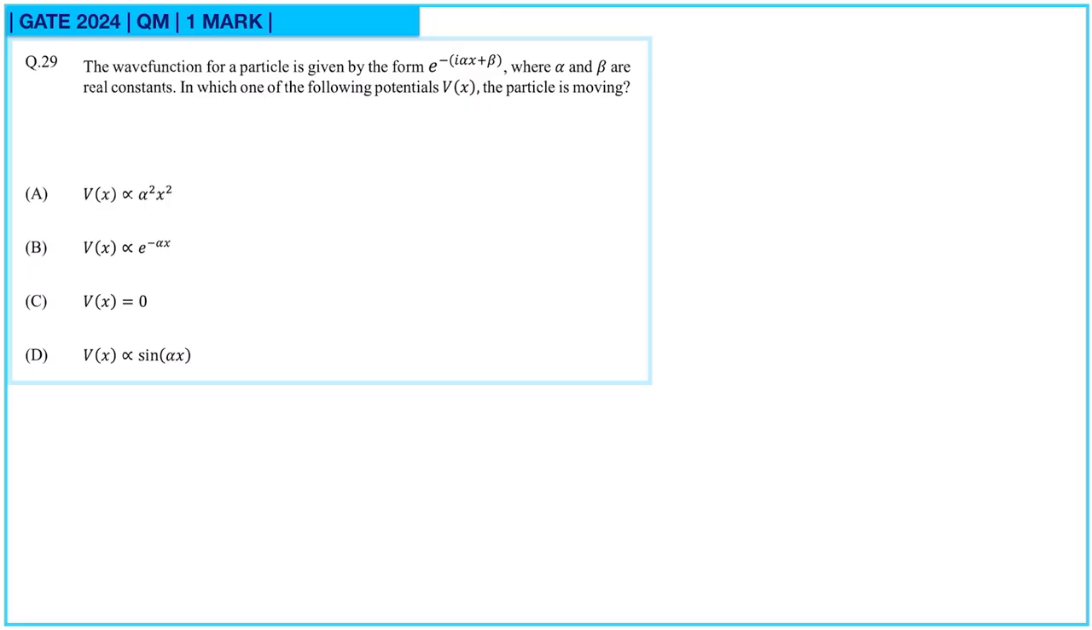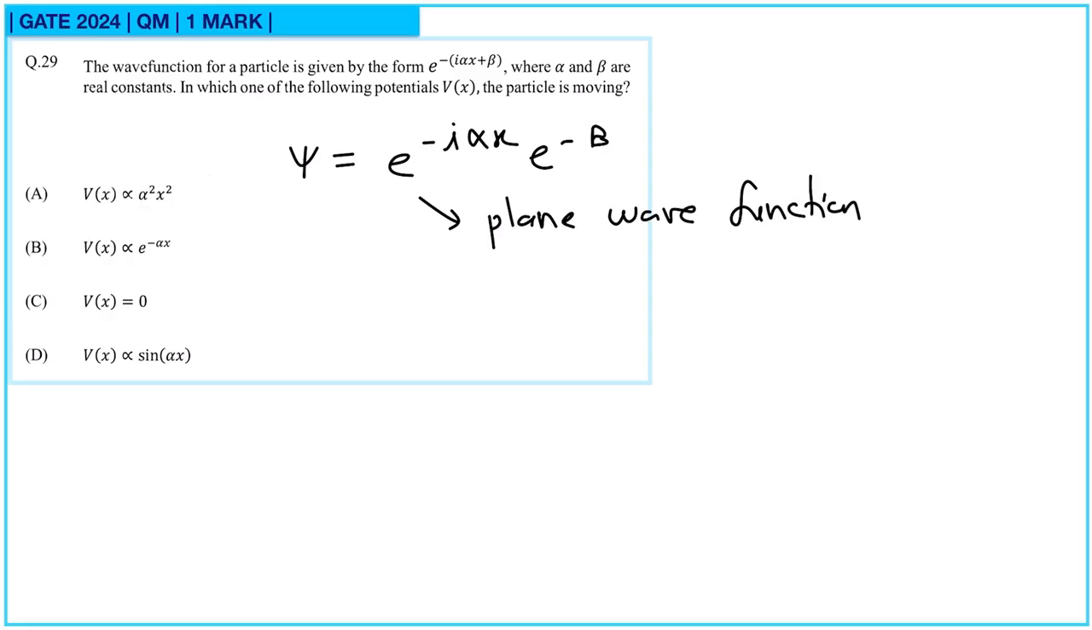Next question. The wave function of a particle is given by this form where alpha and beta are real constants. In which of the following potentials V of x is the particle moving? Now this psi is of this form, e raised to minus i alpha x e raised to minus beta. Now e raised to minus i alpha x, this form is for a plane wave function. This means that this V of x should be either 0 or it will be constant. That means option C is correct.